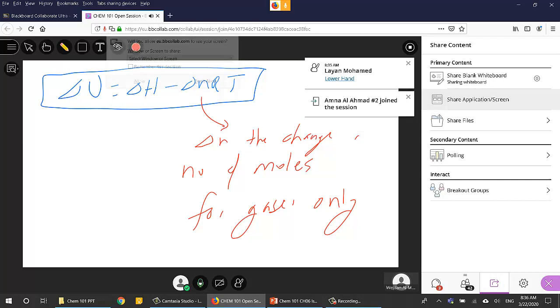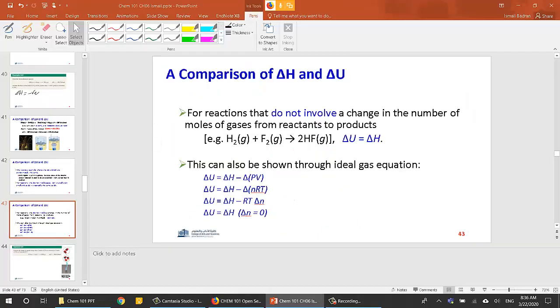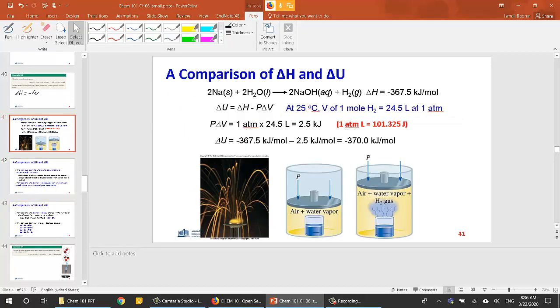And therefore, if you go back to this equation here, the one we've been talking about, which is 2Na solid plus 2H2O liquid goes to 2NaOH plus H2. So delta n for this reaction is the number of moles of the gaseous products minus the number of moles of the gaseous reactants. There is no gas in the reactants. There is 1 mole of gas in the products. So therefore, delta n is equal to 1 minus 0, and it is equal to 1.